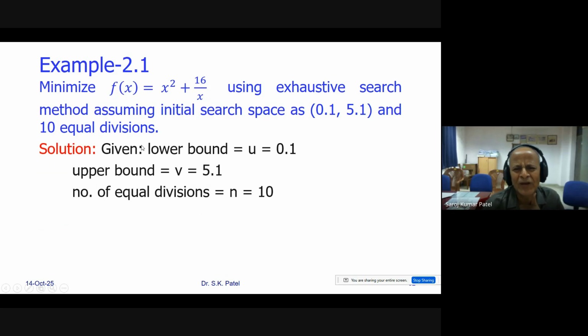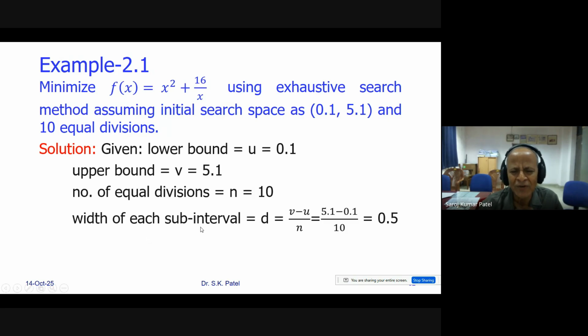So here let us identify the lower bound u is equal to 0.1, the initial search space, and the upper bound v is equal to 5.1, that is given in the problem. And small n, the number of equal divisions, is equal to 10. So what is the next step now? Find out the width of the subinterval. So small d will be equal to v minus u divided by n. v is 5.1 minus u is 0.1 divided by n is 10. So it will be 0.5.